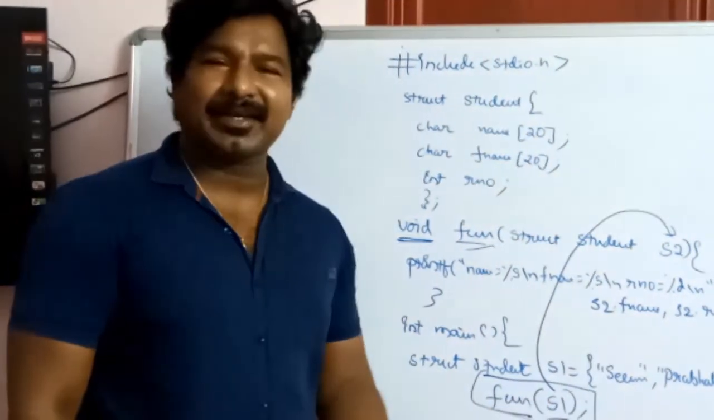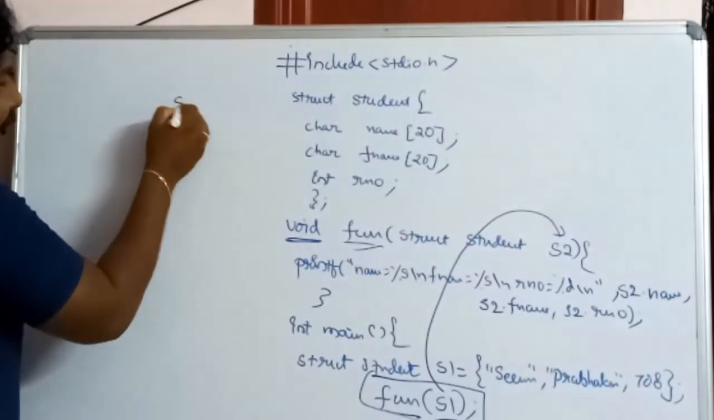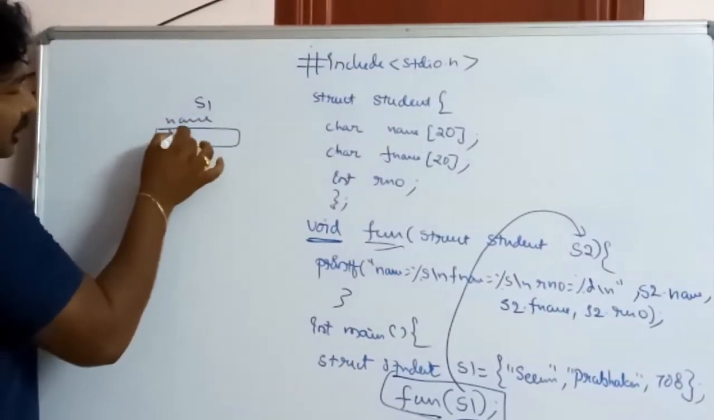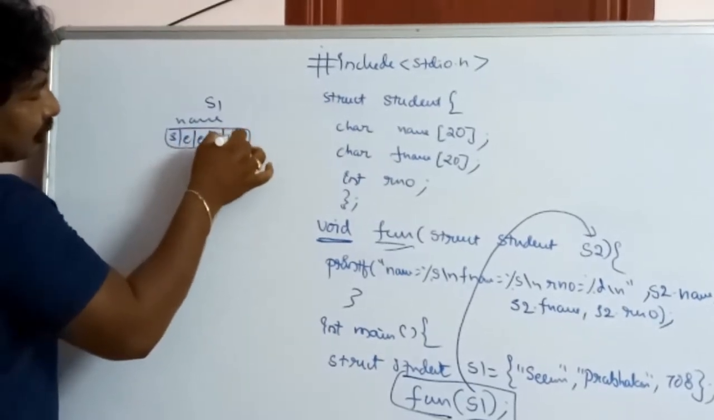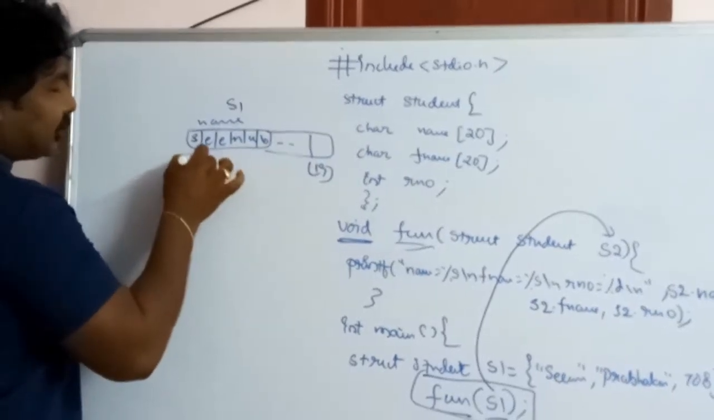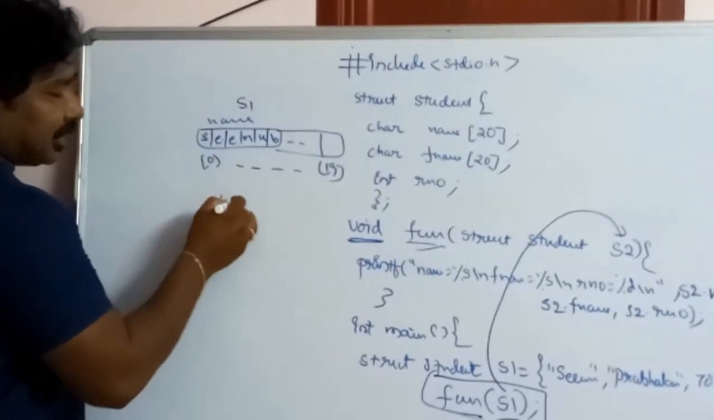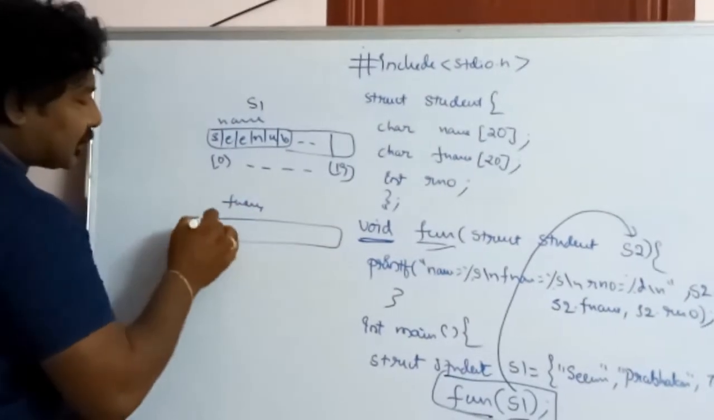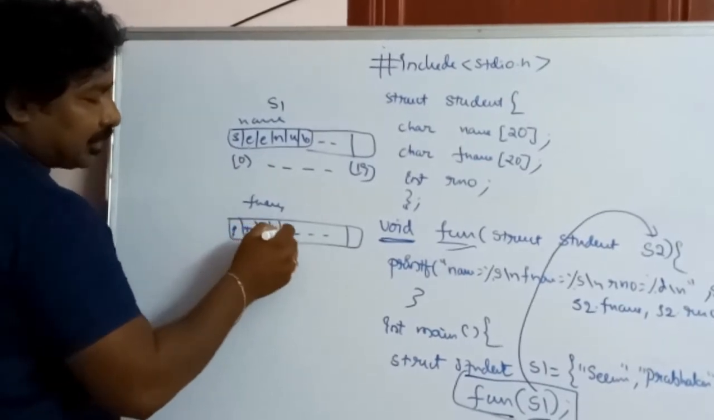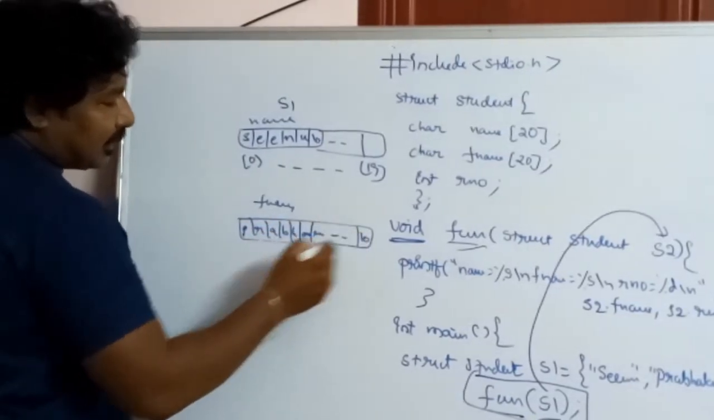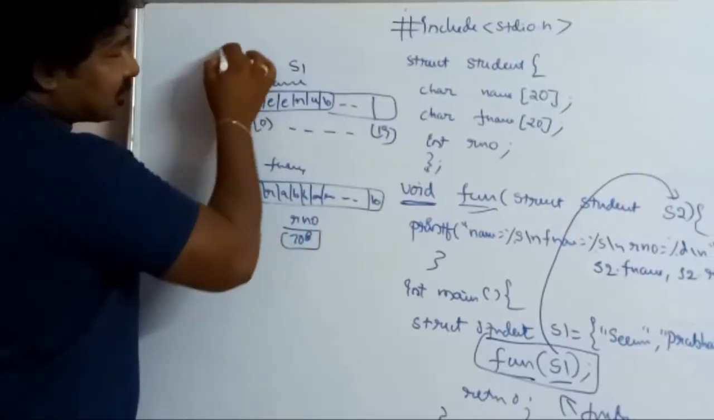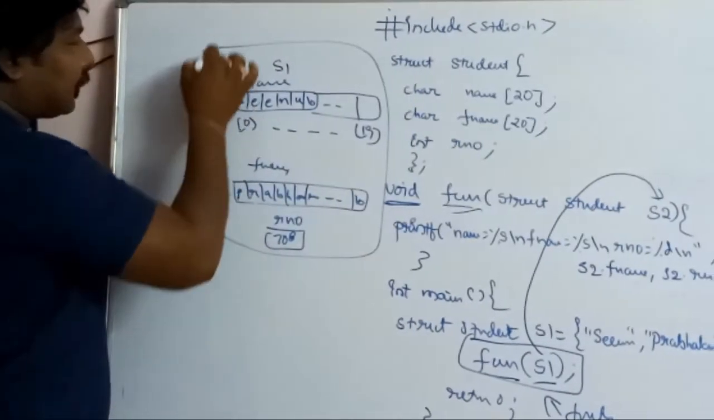I'll show a small diagram for this. In the memory for s1 there is a name, in which I have stored my name, followed by the null character, and this will be up to 20, so index values are from 0 to 19. Then there is the father name, where also 20 bytes are allocated, and my father name, Prabhakar, gets stored like this. And there is a roll number, that is 708. Friends, this is the memory allocated for s1.